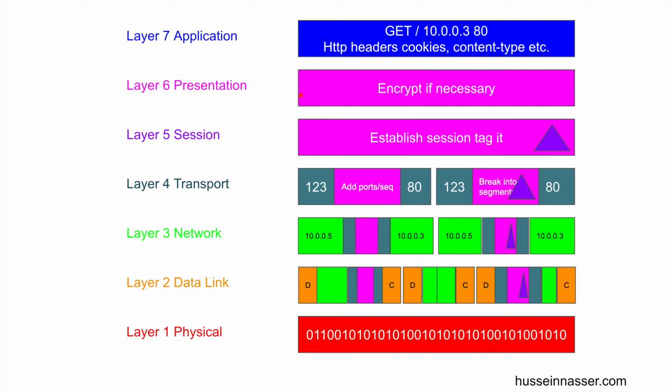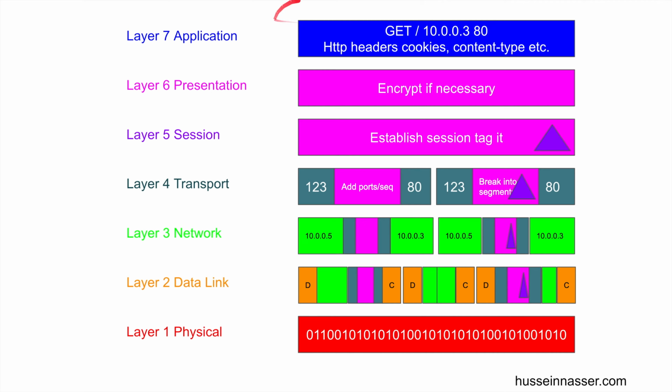Layer 5 and layer 6, I'm not going to talk about, but it's just an overview here. Layer 7 is actually where the application works. This is your HTTP, this is your SMTP, this is your XMPP, whatever. Essentially, that's where you make a GET request on a specific port. You get headers, cookies, content type, all this text, right?